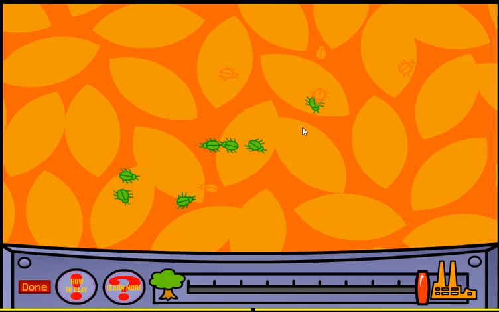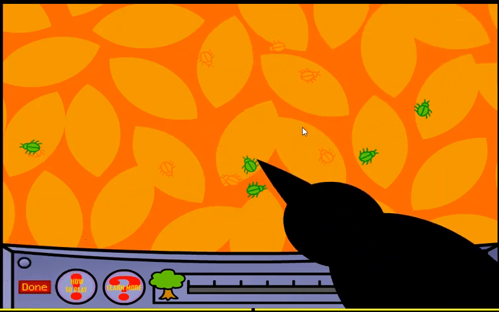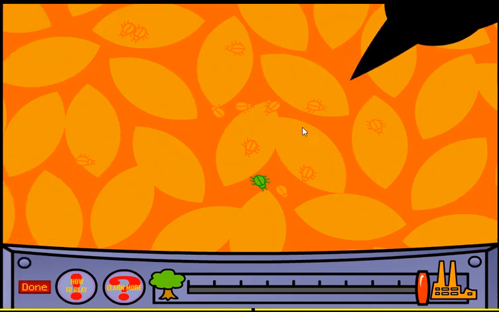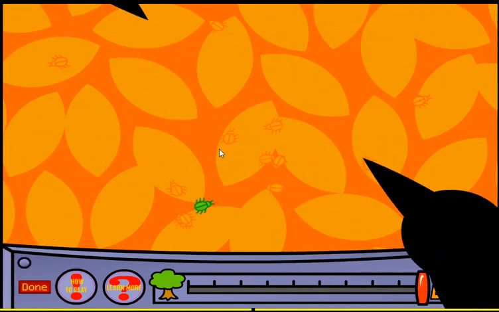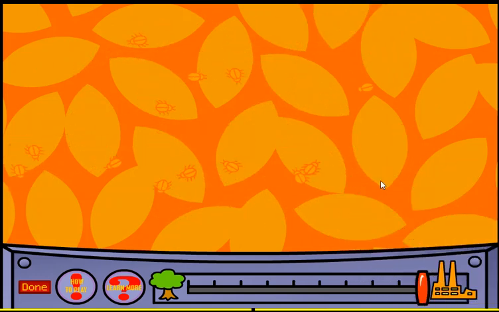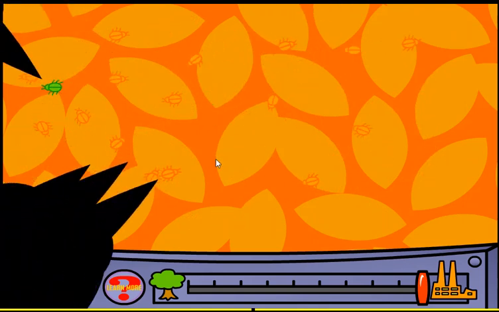Can't. Anyway, now you're seeing the birds should be preferring which color? Which color were the birds preferring now? The green ones. All right, the green ones are easier to see, so they get picked off first. This is the same thing as the moth lab we did.